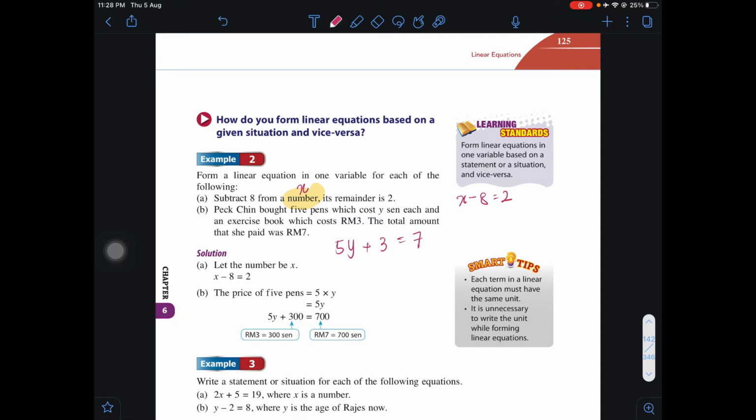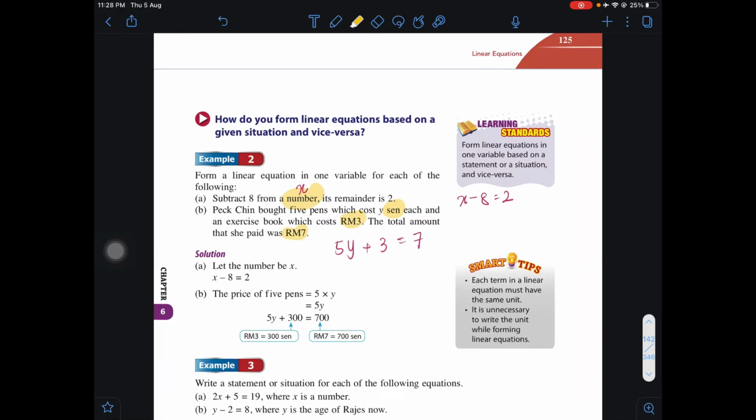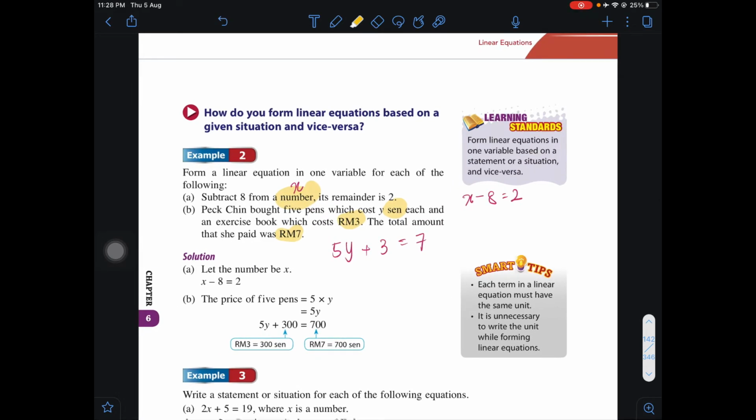Okay, as you can see here, the common mistake is that the price of the pens is in the unit of cents, but the book is in the unit of RM, and the total she paid is in the unit of RM. First of all, whenever you want to write an equation, you must make sure that all the numbers that you add are in the same unit. When it's in RM, make sure the other number is also in RM. Or if one number is in cents, make sure all the numbers are in cents.